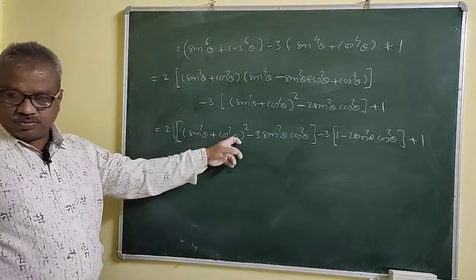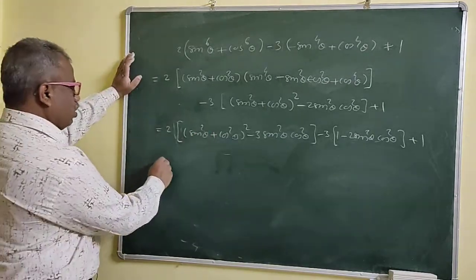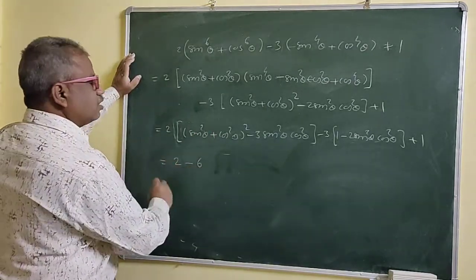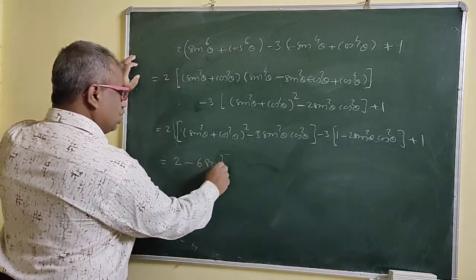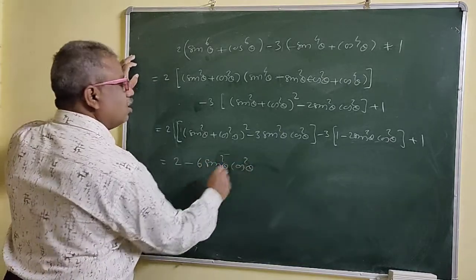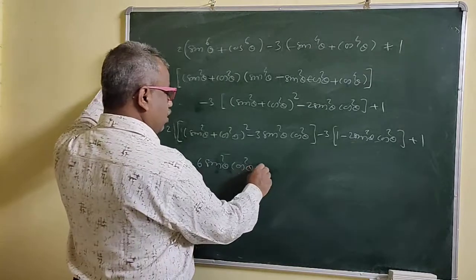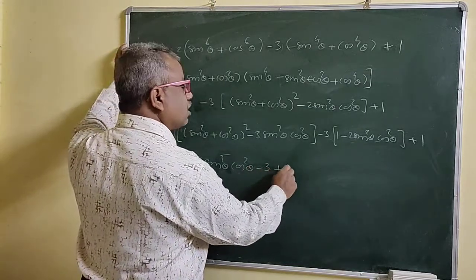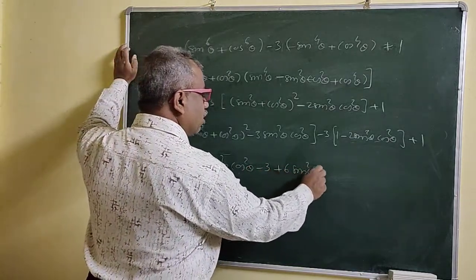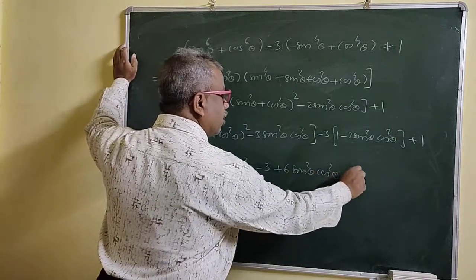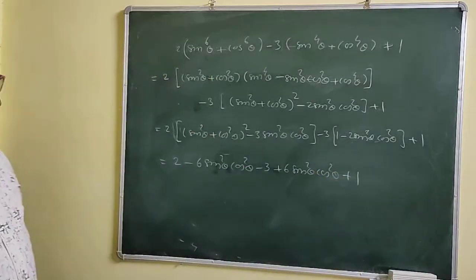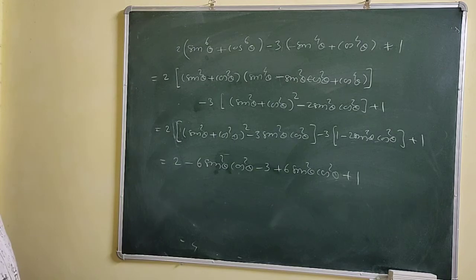So this is 1 now. Open all the bracket now. So this will be 2 minus 6 sin square theta cos square theta. Now minus is there, right? So minus 3 plus 6 sin square theta cos square theta. You have to take care, if you are opening a bracket, take care of the plus minus.